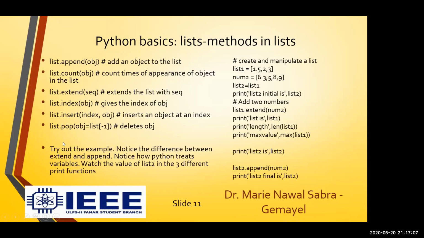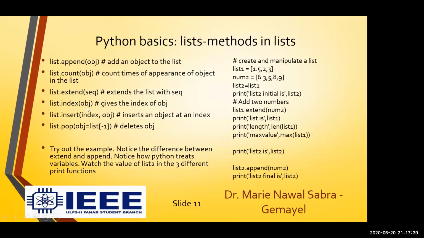List methods. So I have a series of list methods in here, but practically we have many, many more. Append, this means add an object to the list. Extend, it extends the list, and within the example in here I'm going to show you the difference between append and extend. Count, this means it's going to count the times of appearance of an object within the list. So I put the object inside and it's going to tell me how many times I can see it, how many times it is repeated.